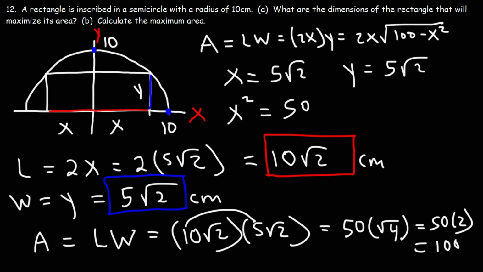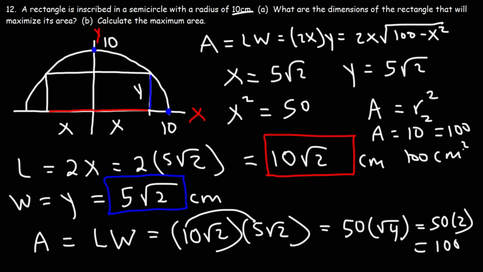For these types of problems, whenever you have a rectangle inscribed in a semicircle and you're given the radius, a quick way to find the maximum area of the rectangle that's inscribed in such a semicircle is you could use this formula. The maximum area is simply going to be r squared. So in this problem, r is 10. 10 squared is 100. So you get 100 square centimeters. So don't forget to pay attention to the units. So that's a quick and simple way to calculate the maximum area. It's always going to be r squared for this type of problem.